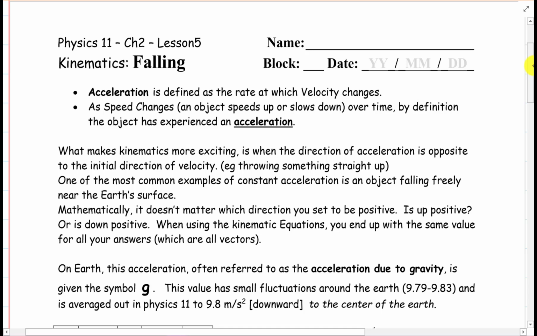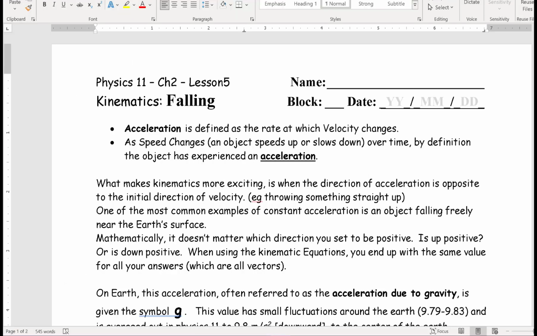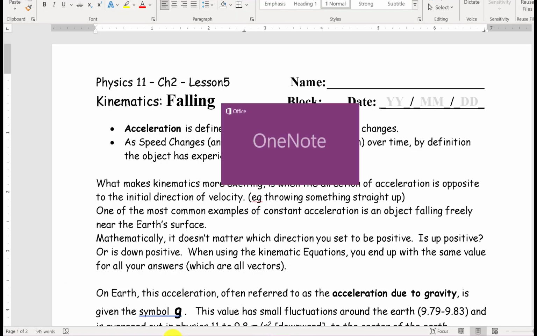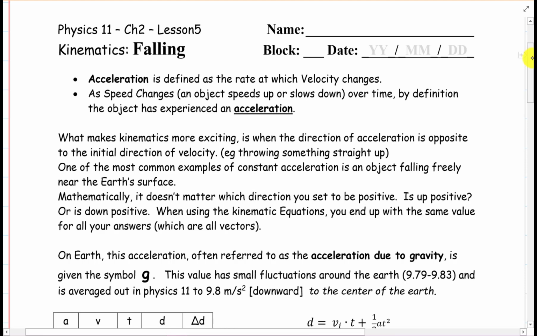Okay, let's just minimize this. Oh, do I have to close it? I think I have to close it and then bring it back up. The scroll bar wasn't working.